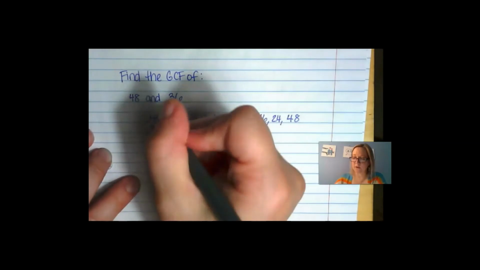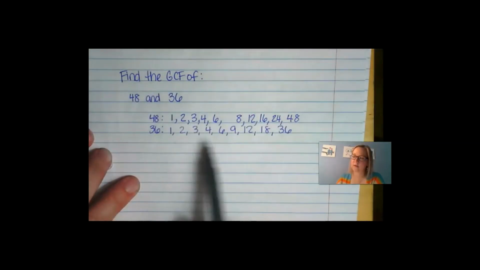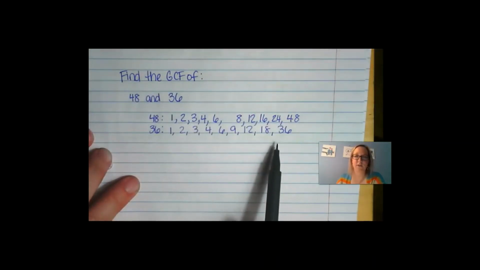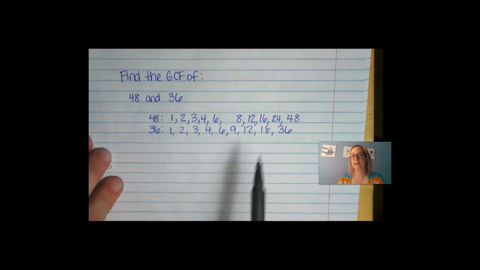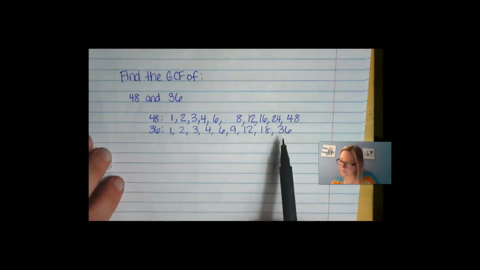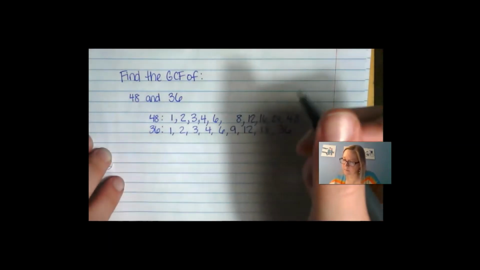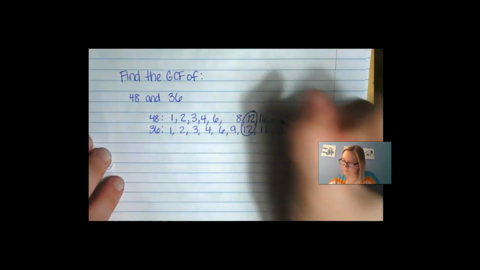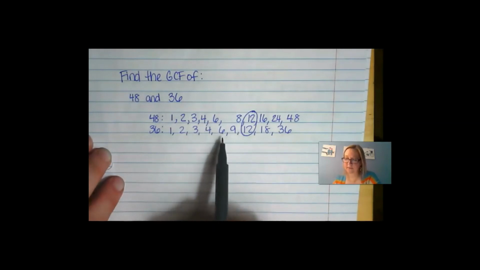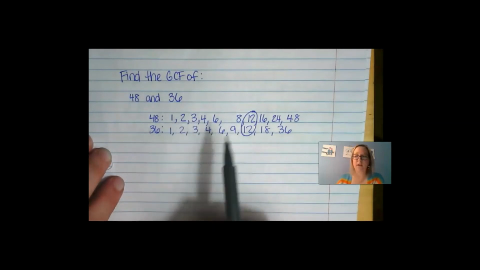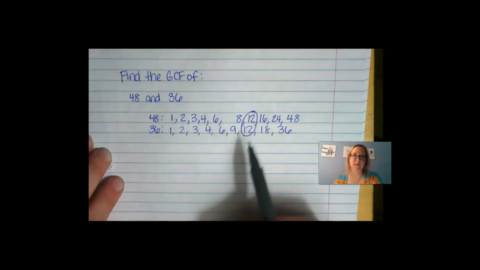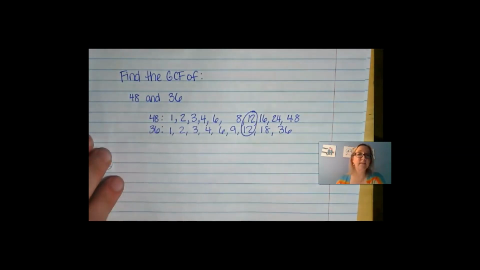Now let's go with 36. Okay, so I've listed all the factors of 36. Now the greatest factor that they both have in common, if I look at both these lists carefully, I see they both have 12. Now, it's true they both have 6 in common, 4, 3, 2, 1, but the greatest common factor is 12.